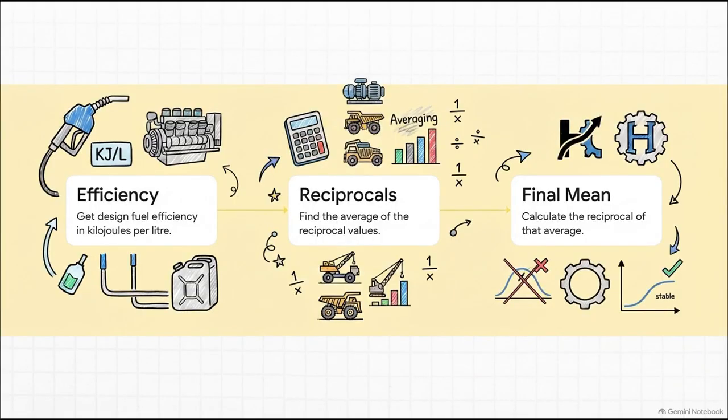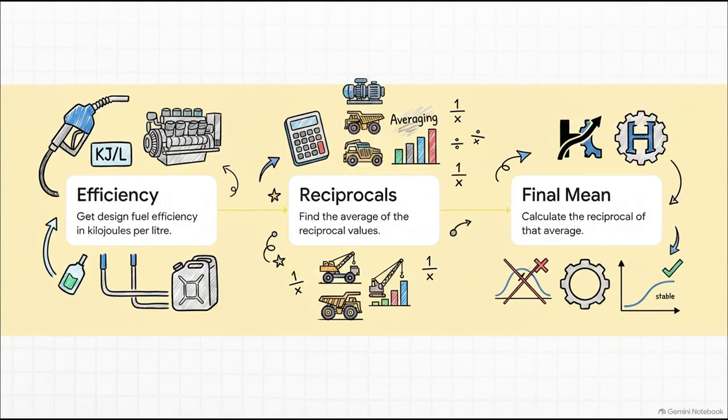Okay, I know breaking down math formulas can be a bit daunting, but stick with me, because this is actually brilliant. Step 1, you start with the design fuel efficiency in kilojoules per liter. Step 2, you calculate the reciprocal of those values and average those reciprocals. Step 3, you find the reciprocal of that average.